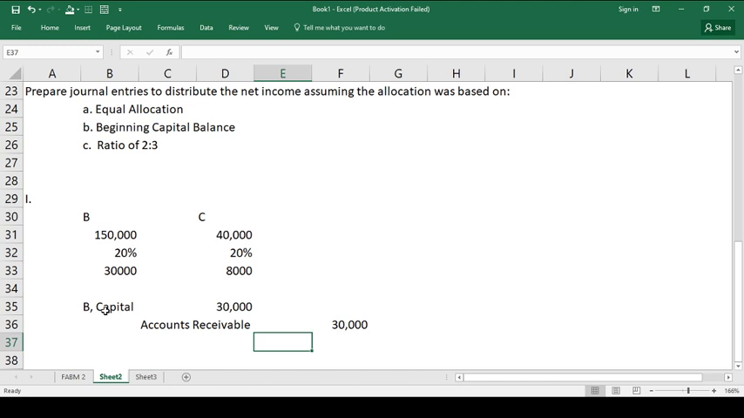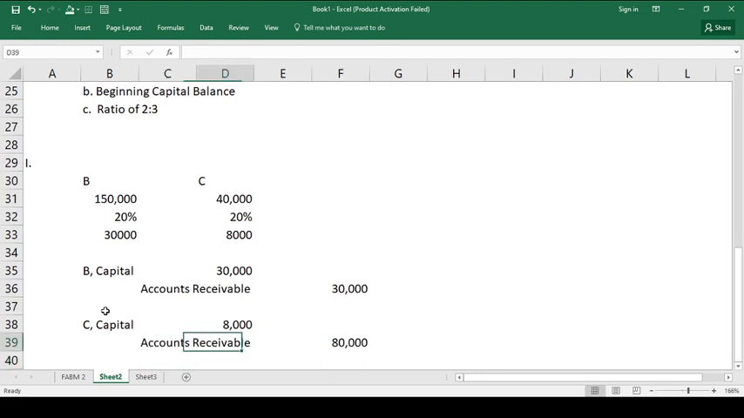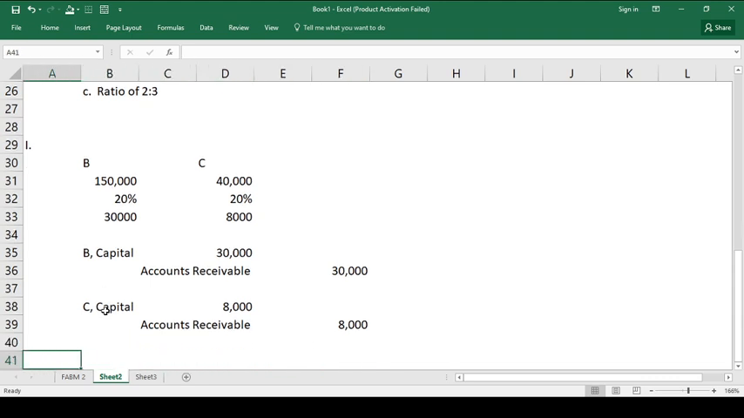And how about on C? The same: C capital for 8,000, and then accounts receivable on C's book of 8,000 as well. That is how easy it is. All adjustments, whether a decrease or an increase in an account, we charge to the capital account. This only happens in the formation of a partnership.